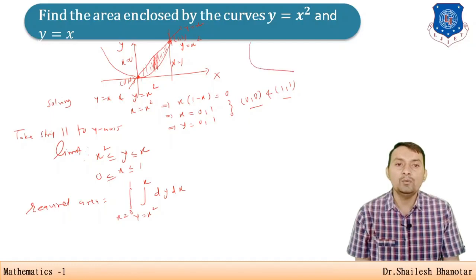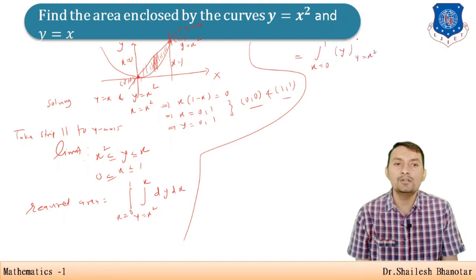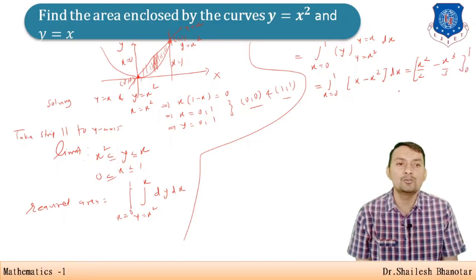Now when you integrate with respect to y first, what are you going to get? The integral of dy is y, from y = x² to y = x, and then dx. So first you get x − x², and then dx. When you integrate with respect to x, you get x²/2 − x³/3 from 0 to 1. When you put the upper limit, you get 1/2 − 1/3, and the lower limit gives 0.